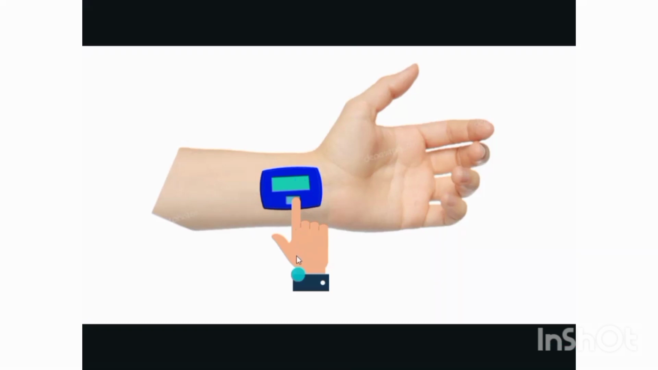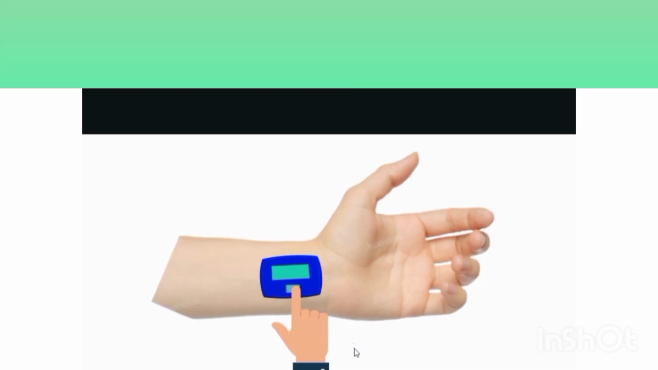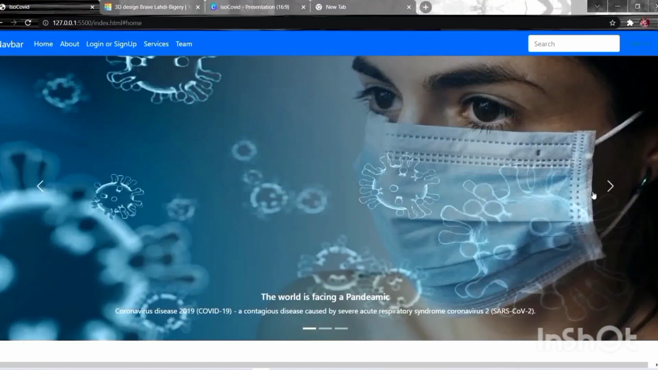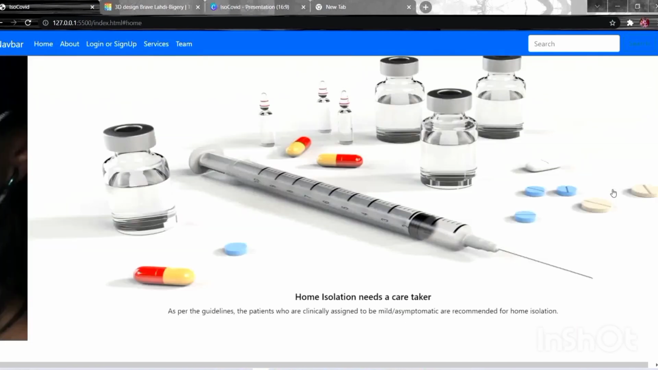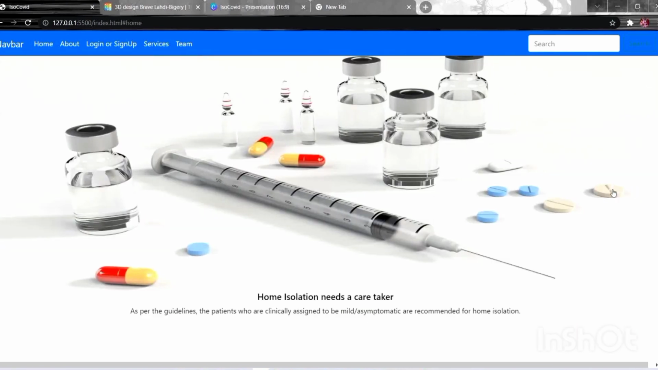Since IsoCOVID is an IoT device, the data collected through sensors is sent to cloud. The information in the cloud is made useful to the user through web application. This is the website we have designed for our product, through which the user can analyze his health status.